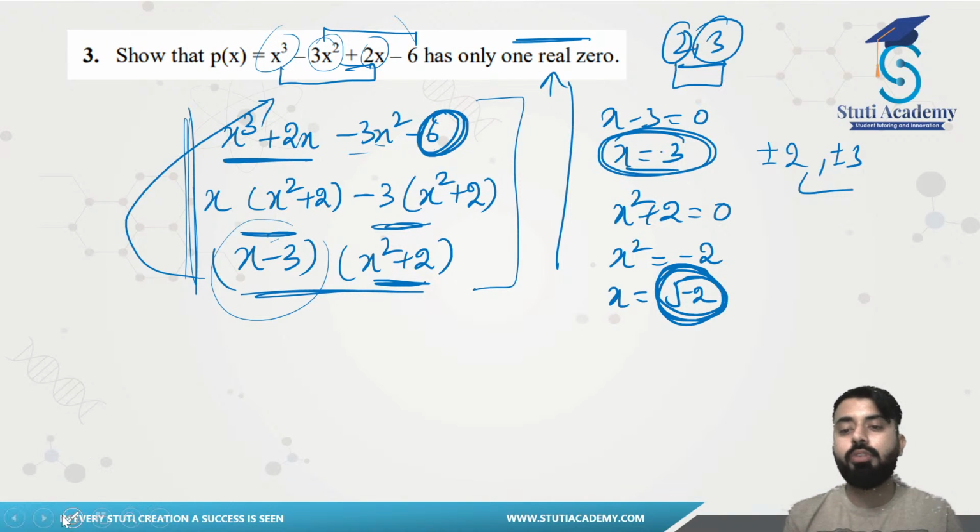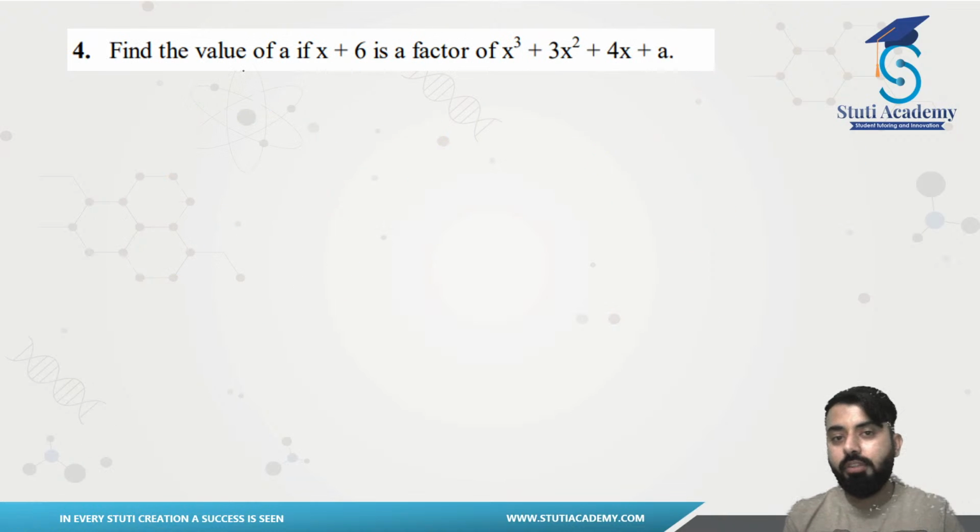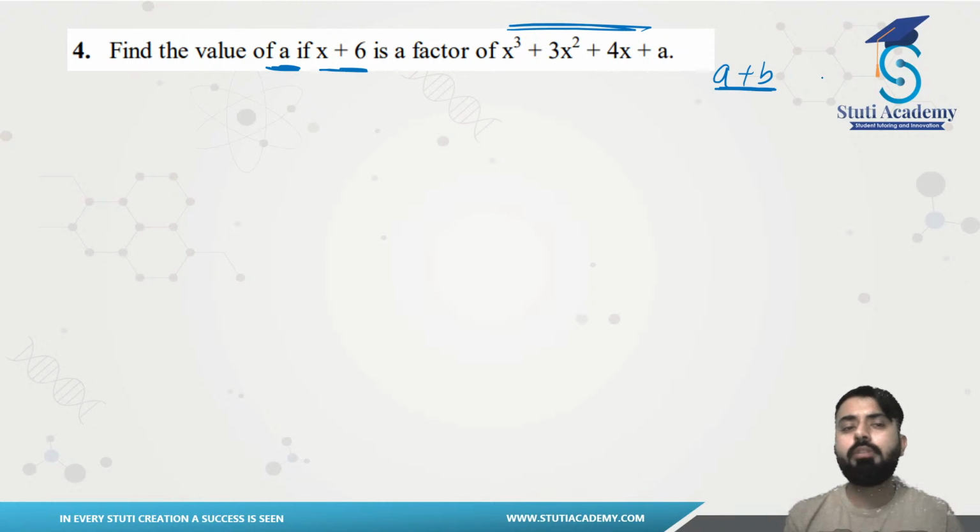Now let's move forward. So we have this one. Find the value of a if x plus 6 is a factor of this one. You guys see this is quite similar to the one that we had earlier. We had to find the value of a plus b. But for this one, it has been given to you that this is a factor of this polynomial.